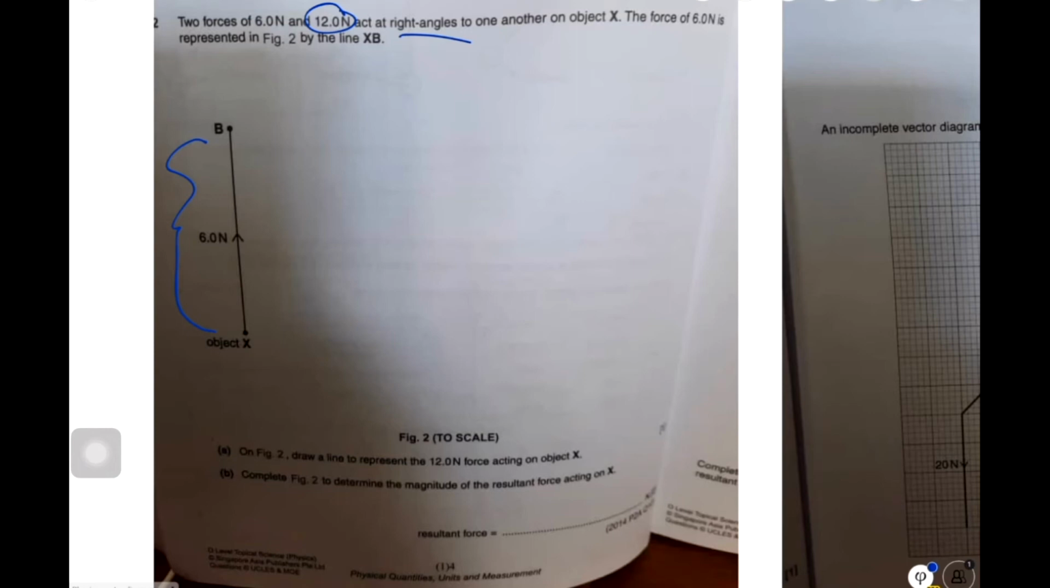Have you measured how many centimeters that is? 6 cm. So what's the scale? 1 cm equals 1 Newton, right? Then after that, you have to draw another line, 12 cm, representing 12 Newton. So this has to be 12 centimeters.